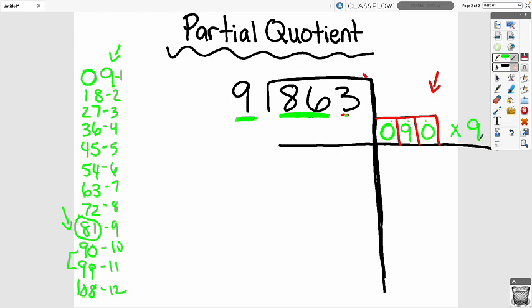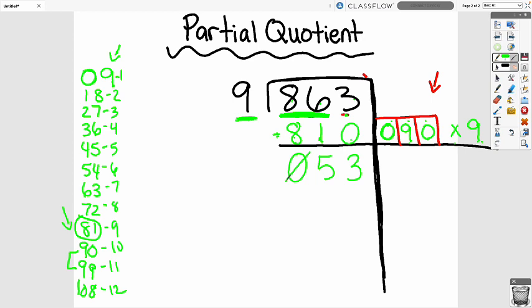So you're going to do the math. 90 times 9 equals 810, because 9 times 9 is 81, and then you add that 0. The next part is we're going to subtract. So 3 minus 0 is 3. 6 minus 1 is 5. 8 minus 8 is 0.